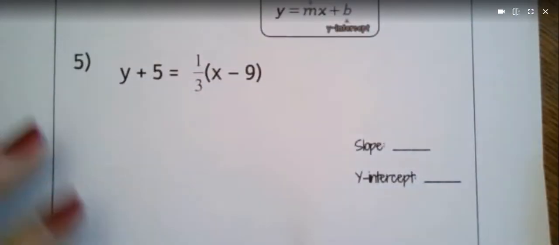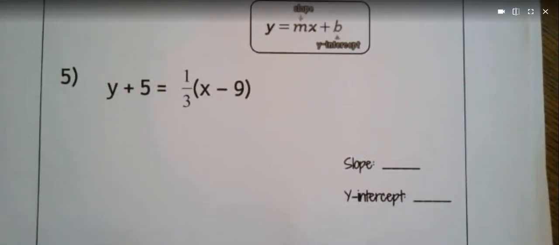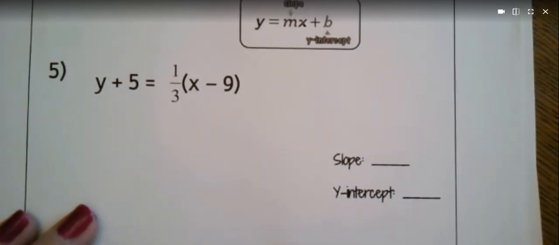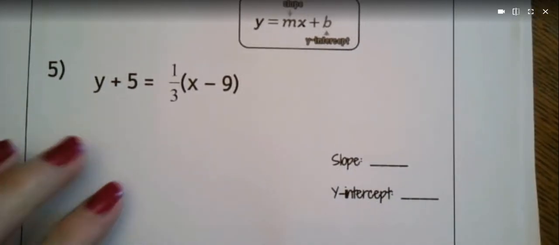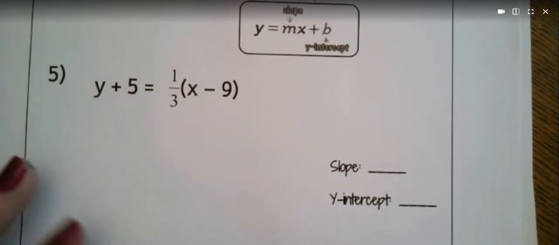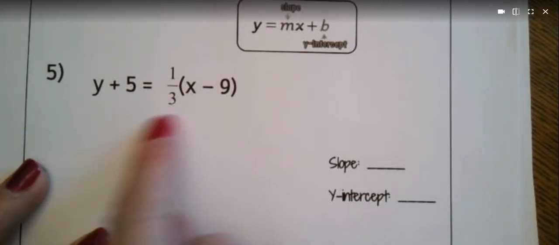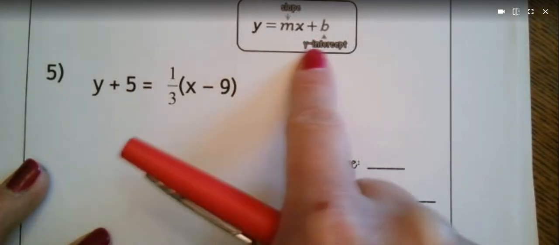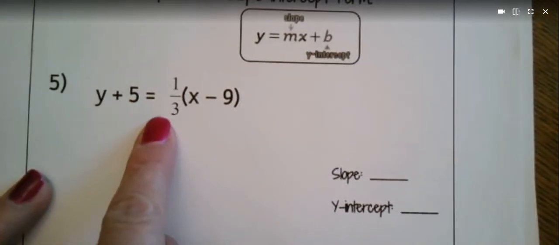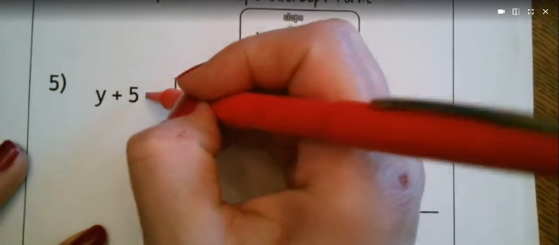Okay, ready for 5. This one's also written in point slope form. So being that you kind of know that, even though you're not really expected to know what point slope form is yet, that means this is the slope, this number right here, 1/3. So when I convert this into slope intercept form, that 1/3 slope isn't going to change. All right, line down the middle.